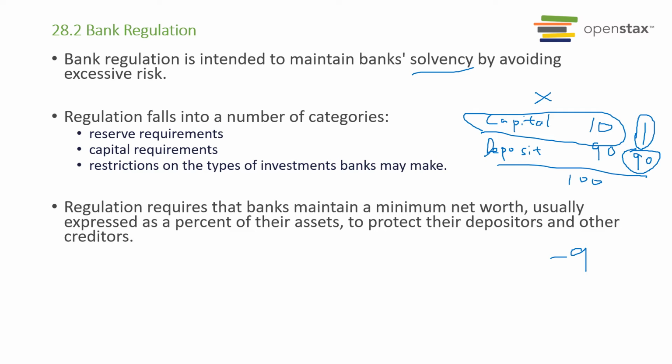So for many banks, we do have this capital requirement that we require the owners to put in at a minimum a certain percentage of the total asset into the bank. Therefore, whenever the bank loses money, we have enough money for the owner to lose before the depositor loses any money. And lastly, we also restrict the type of investment banks can make.